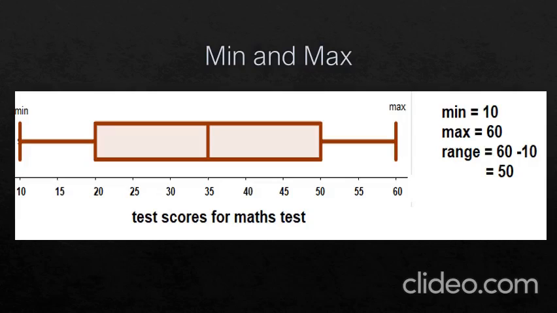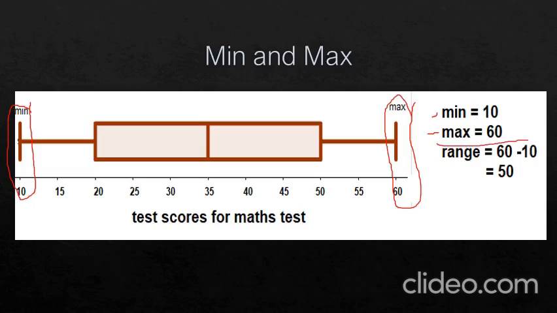So first of all, the minimum and the maximum. Here's another example of a box and whisker plot. This one is about the test scores for a maths test. So this means the learners wrote the test, the educator then went on and collected all the data and they summarized it for you in this box and whisker plot. So in this case, the minimum score that was achieved would be 10 and the maximum score that was achieved would be 60. Therefore, minimum of 10, maximum of 60.